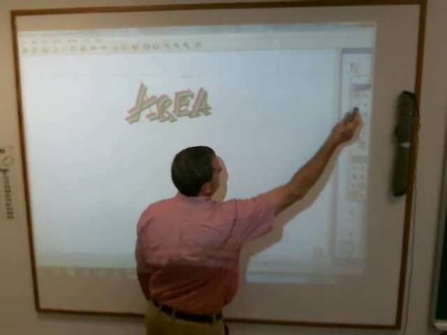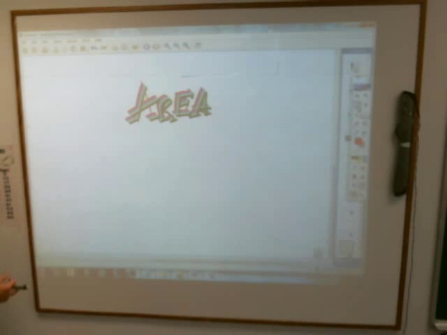Area. And area is what? What's area measured in? What kind of things do we talk about area of? Why do we need area?